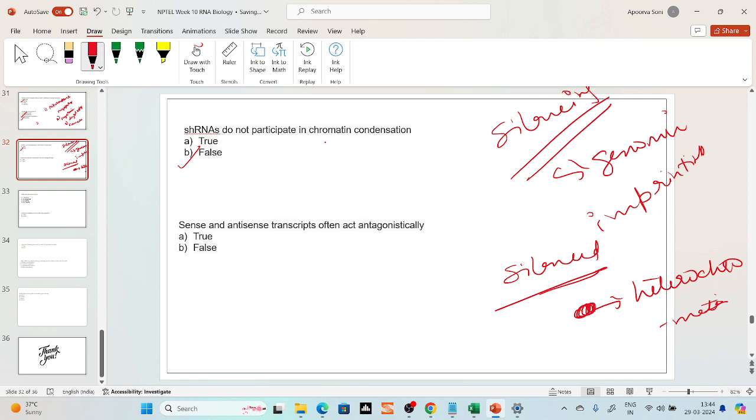Okay. Next question is: sense and antisense transcripts often act antagonistically. Antagonistic means opposite. Think.